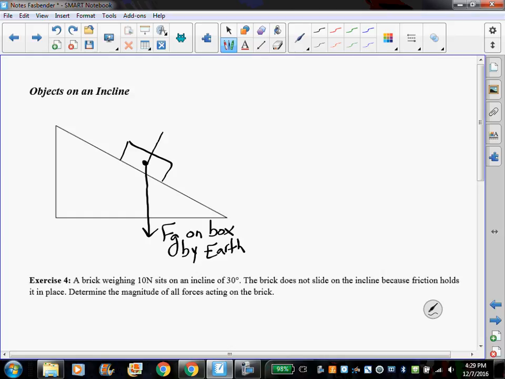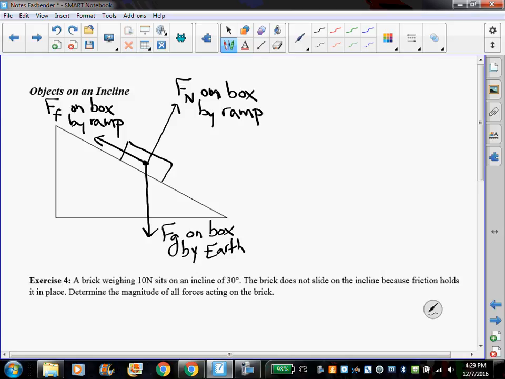This box is sitting on a surface, so we know there must be a normal force. And remember, the mathematical definition of normal is perpendicular to. So this normal force needs to point perpendicular to the ramp. And then the force that is allowing us to stay on the ramp, because we're going to assume that this box is at rest, is the force of friction.